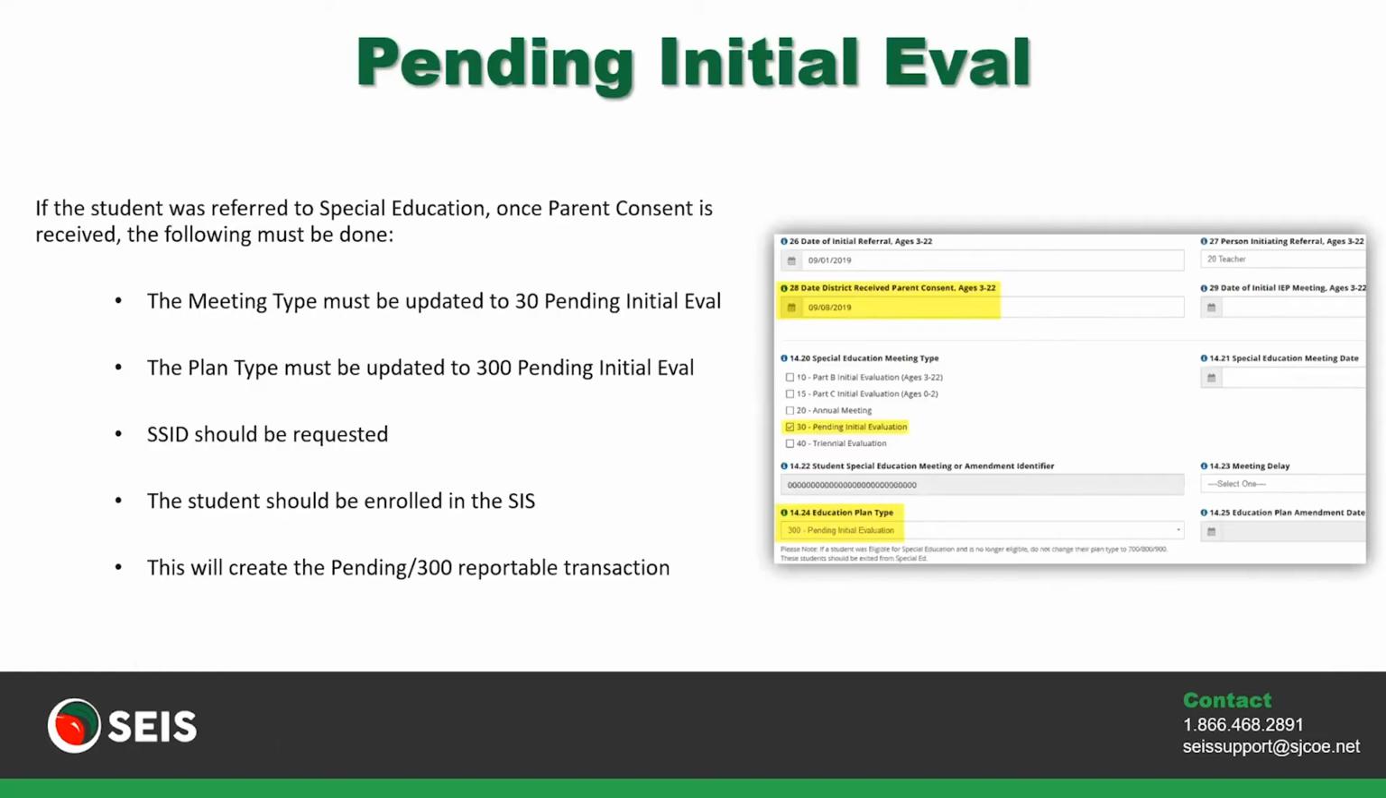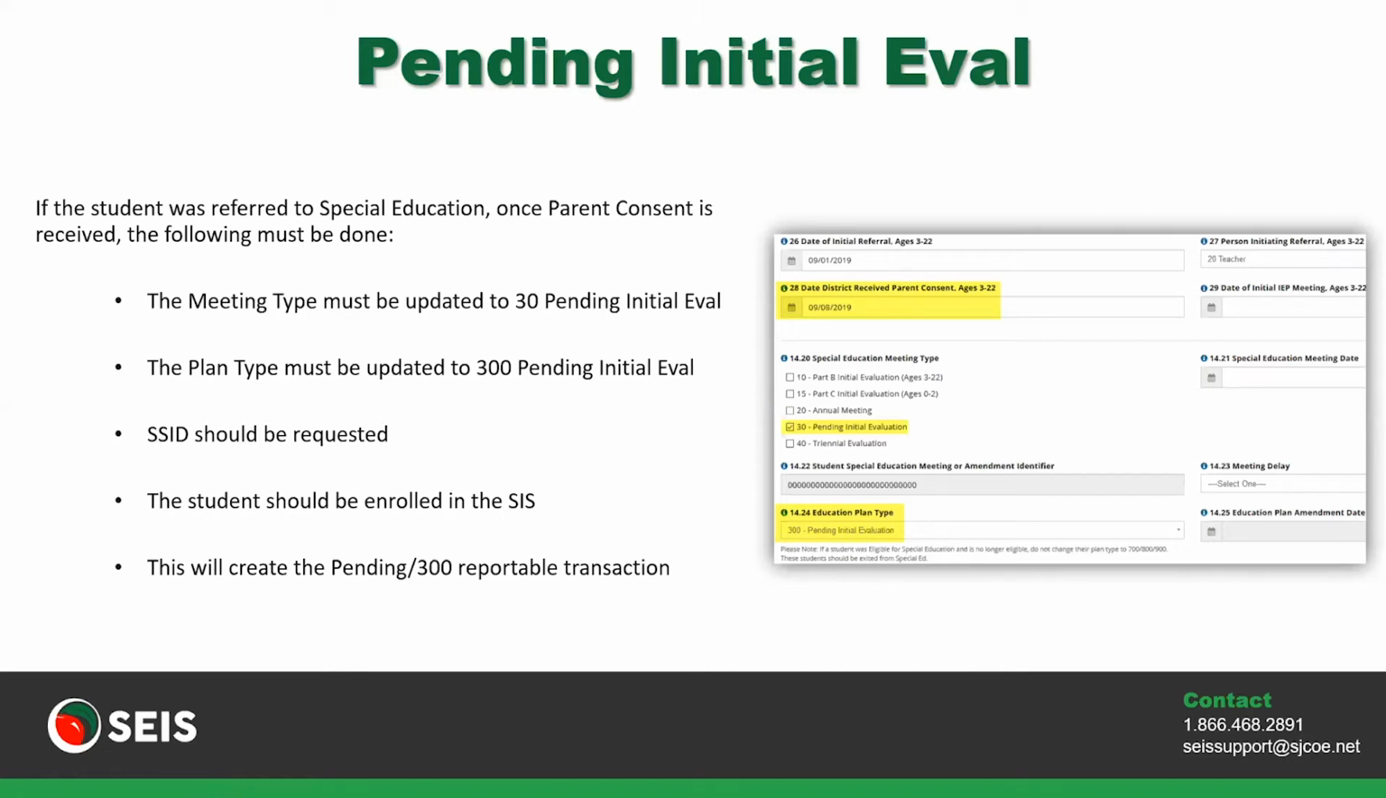So if this was a new student, that new student record was added and they're pending an initial evaluation, or you just received parent consent, it is really important that these things get done. You, of course, need to enter the parent consent date. Once you enter the parent consent date, you need to make sure that plan or meeting type 30 pending initial evaluation is selected, and that plan type 300 pending initial evaluation is selected. That's how SACE is going to know that this student is pending an initial evaluation and to create that pending record to be submitted to CalPADS.